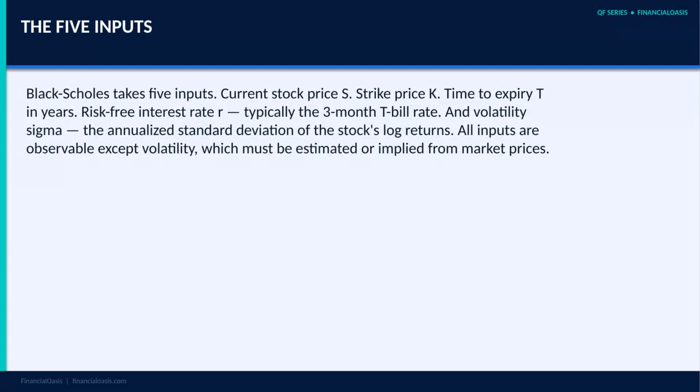Black-Scholes takes 5 inputs: current stock price S, strike price K, time to expiry T in years, risk-free interest rate r, typically the 3-month T-bill rate, and volatility sigma, the annualized standard deviation of the stock's log returns. All inputs are observable except volatility, which must be estimated or implied from market prices.